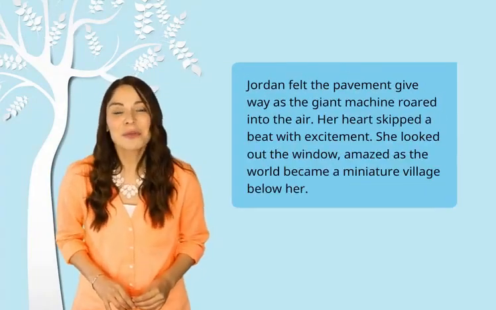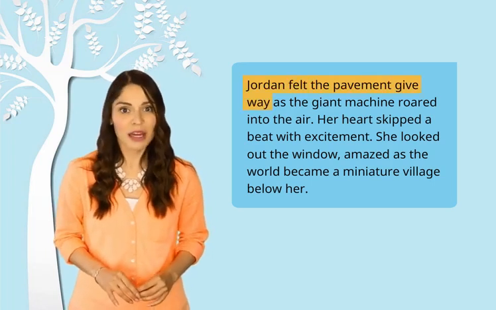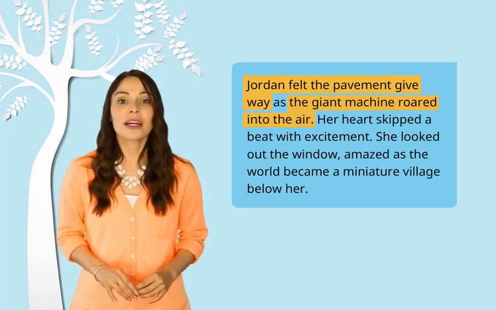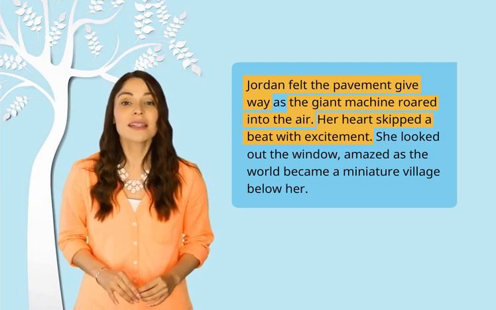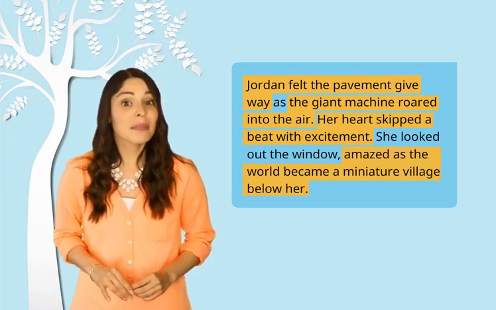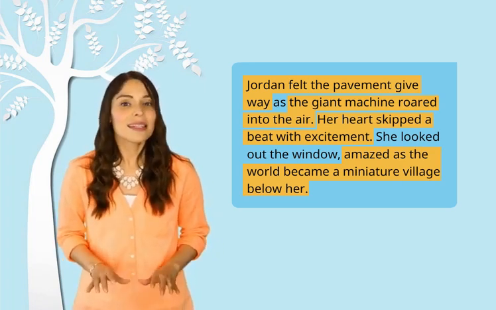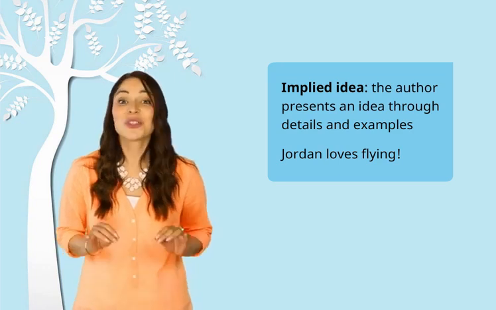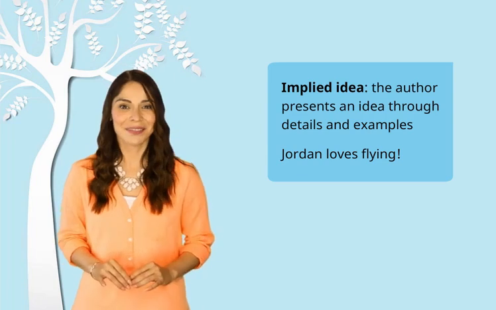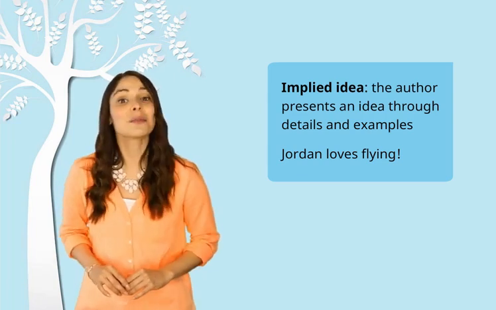Let's look at some quotes from the passage again. This time we see, Jordan felt the pavement give way. The giant machine roared into the air. Her heart skipped a beat with excitement. She was amazed as the world became a miniature village below her. This is an example of implied meaning. All of these details add up to the idea that Jordan loves flying. Now, let's read a story that has both explicit and implied ideas.